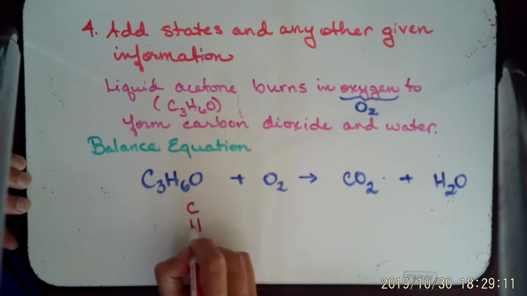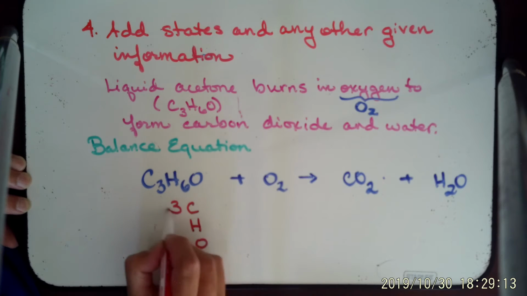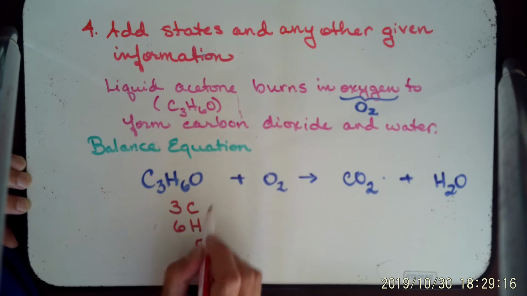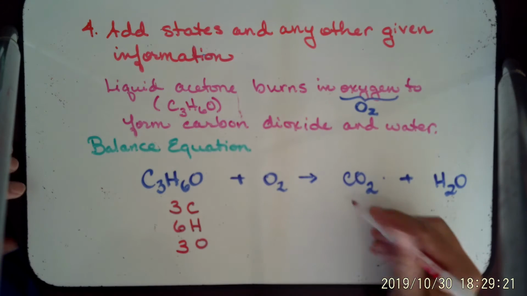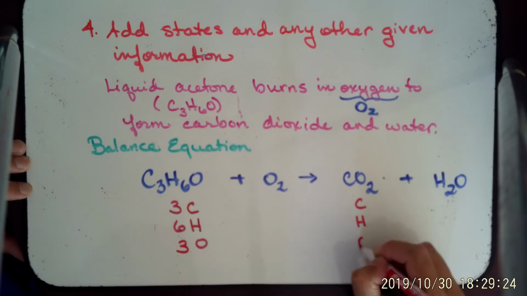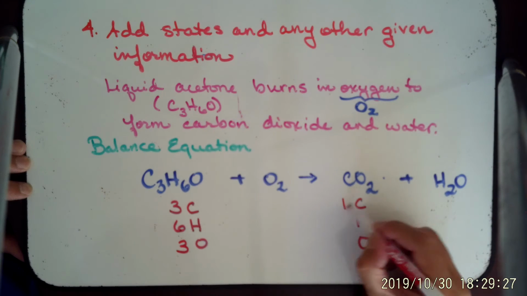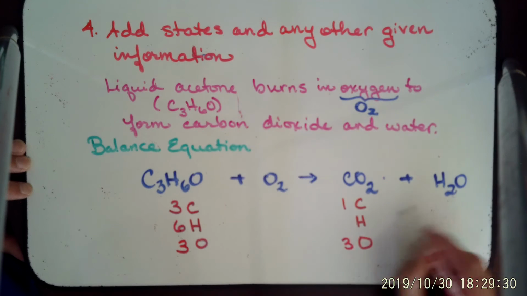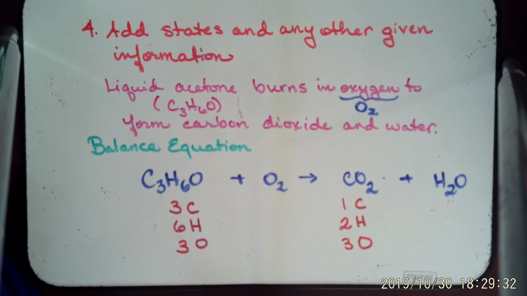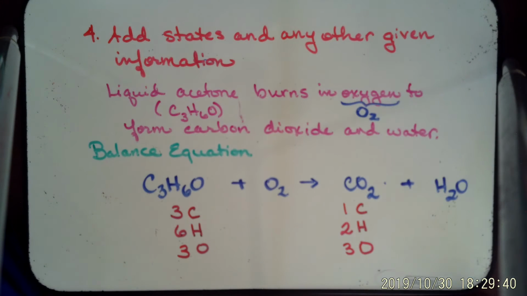Carbon, hydrogen, and oxygen. I have 3 carbons, 6 hydrogens, and 1 plus 2, so 3 oxygens. Now the carbons, hydrogens, and oxygens on the product side, I only have 1 carbon, 3 oxygens, and 2 hydrogens. Okay, so it's pretty clear we're going to want to balance out our carbons and hydrogens first, and then we'll go back to oxygen, because right now oxygen looks good, but who knows after we're done. Okay, so let's do carbon first.